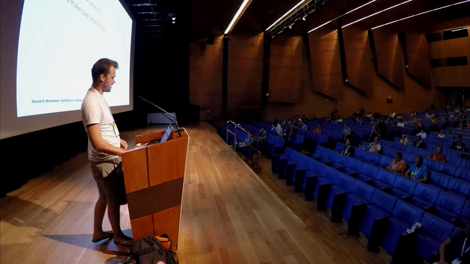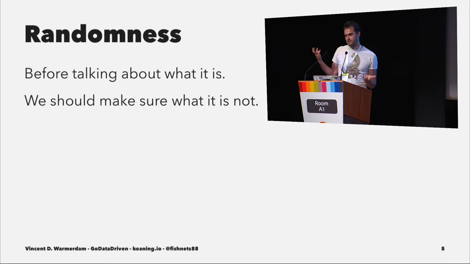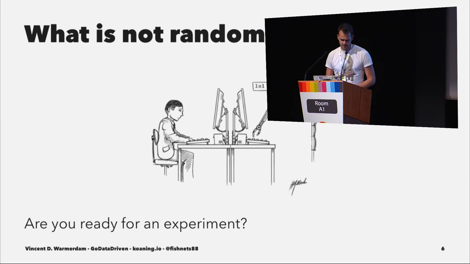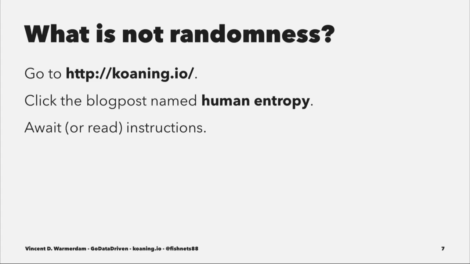So. Randomness. Before talking about what randomness is, because we're going to be sampling, we should be sure that we understand what randomness isn't. Because we're humans, and computers nowadays tend to be a little bit better at understanding randomness than we are. So if you could all please go to the website that I've just told you about, we're going to go ahead and do a bit of an inverse Turing test.